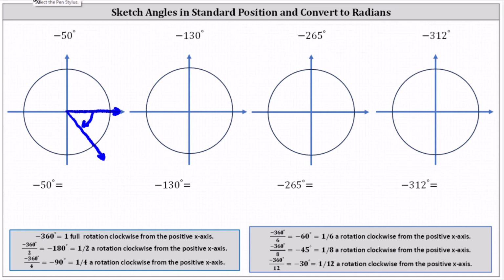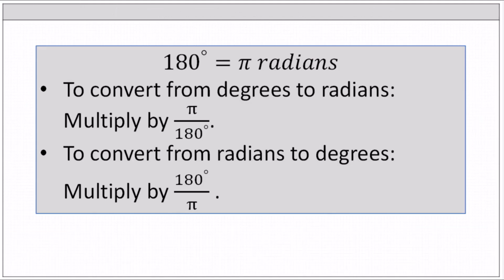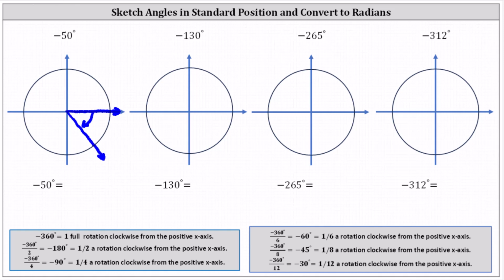And now to convert from degrees to radians, because 180 degrees equals pi radians, we multiply the angle in degrees by pi divided by 180 degrees. Let's first write negative 50 degrees as a fraction with the denominator of 1, and then we multiply by pi divided by 180 degrees. The units of degrees simplify out.